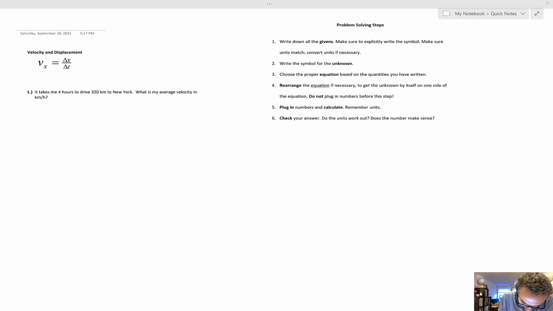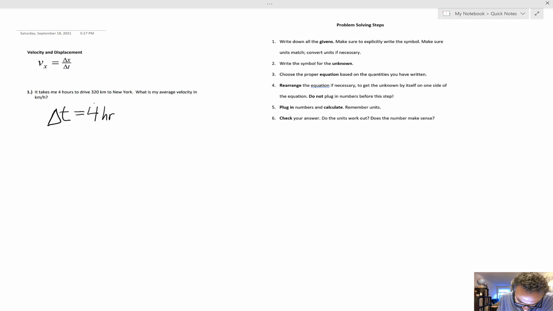So, first thing I want to do is write down all the givens. In the given information it says it takes me 4 hours. 4 hours is how long it takes. How long it takes is the time. The symbol we use for time is delta t. So delta t there is 4 hours.